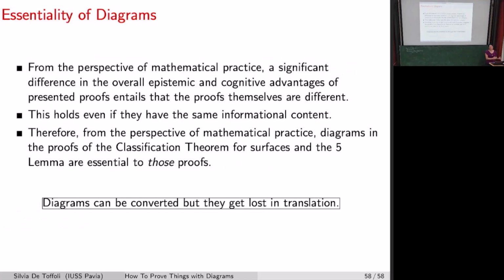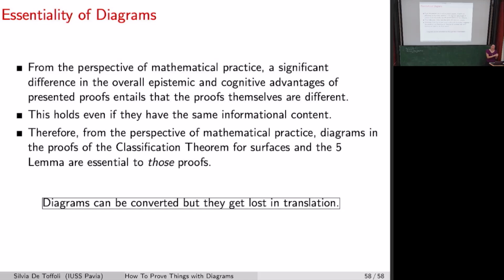And from the perspective of mathematical practice, a significant difference in the overall epistemic and cognitive advantages of presented proofs entails that the proofs themselves are different. So these hold even if they have the same informational content. And here I'm curious about what you think, because this is very related to what formalization even means. What is someone doing when they are formalizing a proof? Are they creating a different presentation of the same proof or creating a different proof altogether, and what does this even mean or entail?